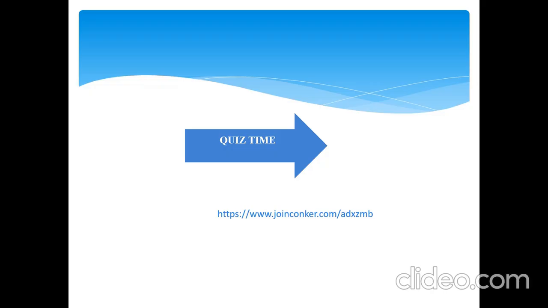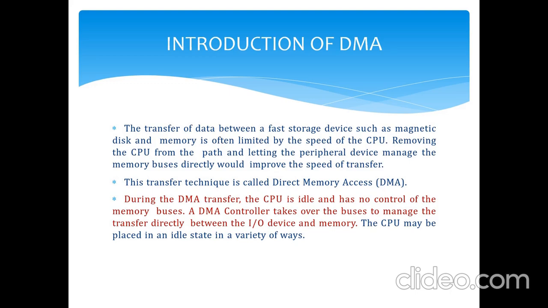Okay, thank you all. This is an introduction of DMA. DMA means direct memory access. DMA is a feature of a computer system that allows certain hardware subsystems to access memory independently of the CPU. Without DMA, when the CPU is using programmed input or output, it is typically fully occupied for the entire duration of the read or write operation, and is unavailable to perform other work.